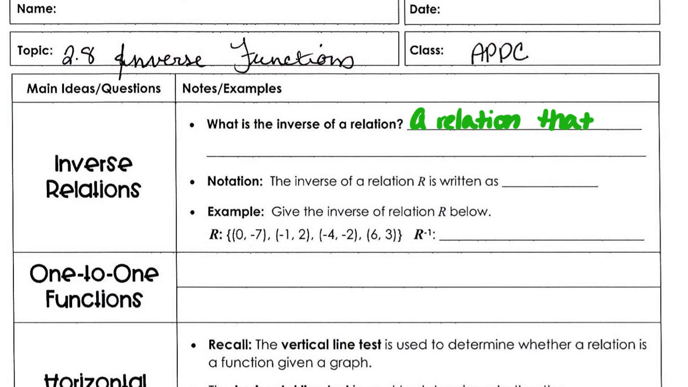that reverses another relation. So basically it's taking information and reversing it. Every x that you see in the original becomes the y in the inverse, and every y value becomes the x. So essentially it's the reverse of the two.